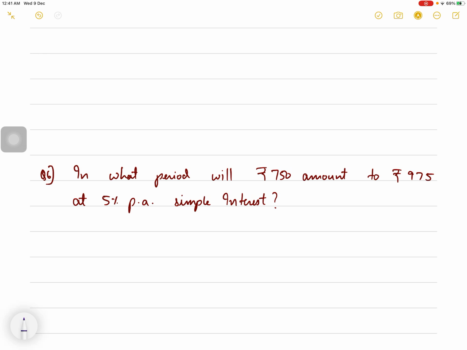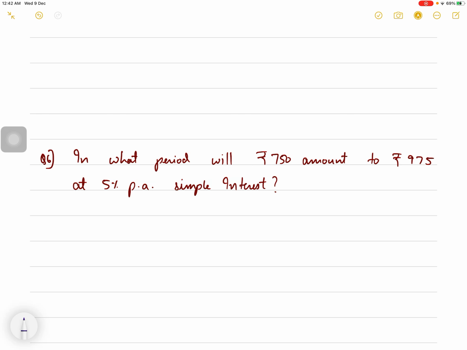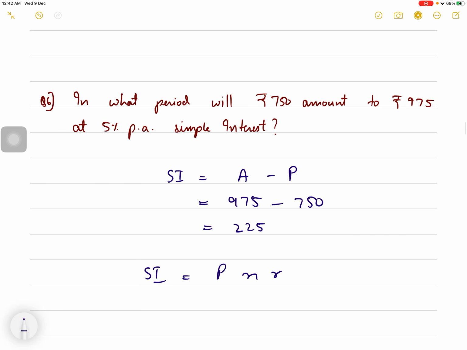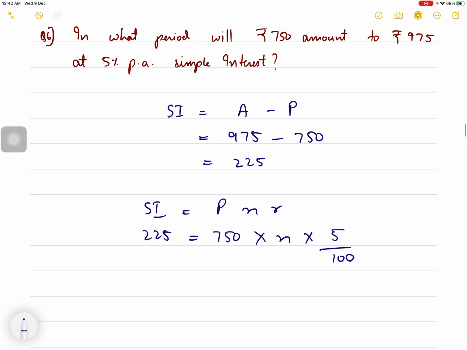Next question. In what period will rupees 750 amount to 975 at 5% per annum? Find the simple interest. Similar question, right? So simple interest is equal to amount minus principal. Amount is 975 minus 750. So simple interest is 225, right? So simple interest is equal to P into N into R. Simple interest is 225. Principal is 750. N you don't know. Rate of interest is 5%.